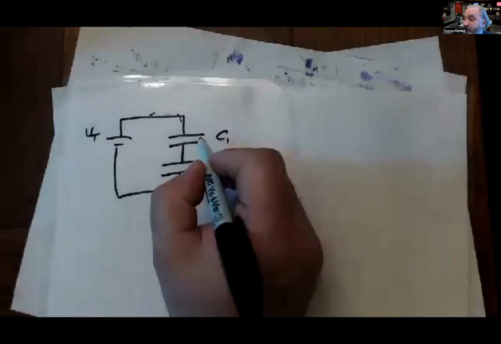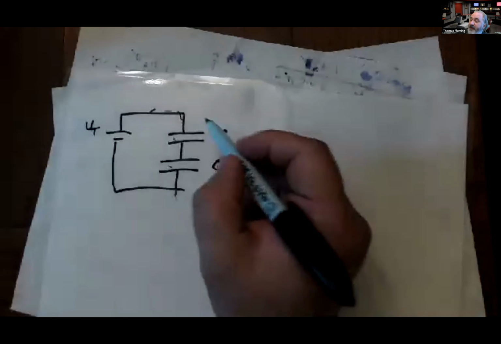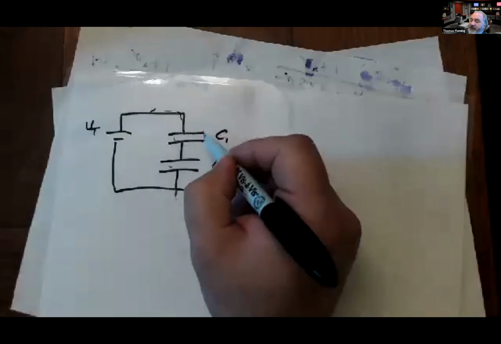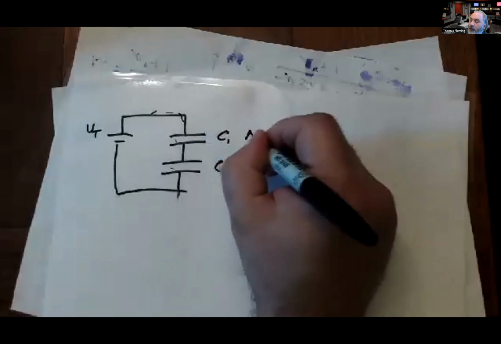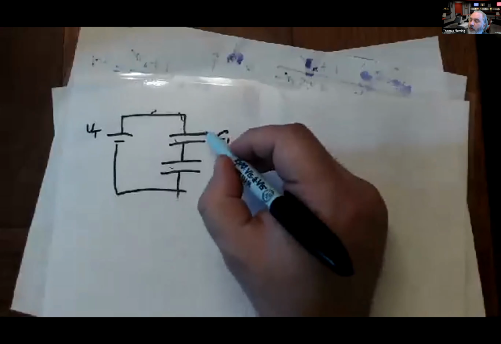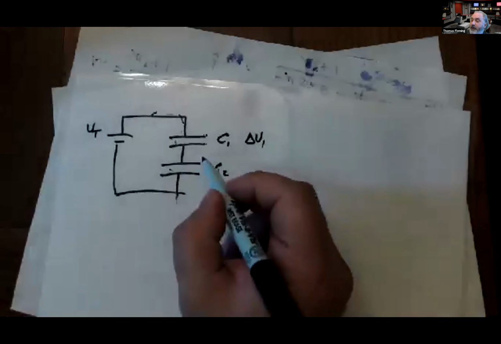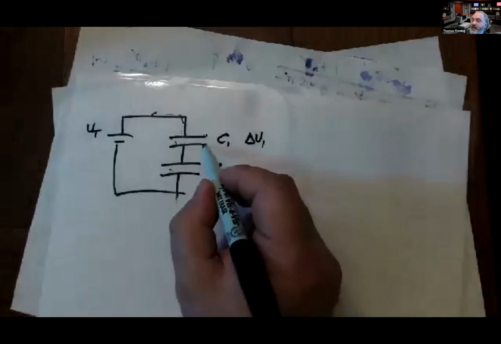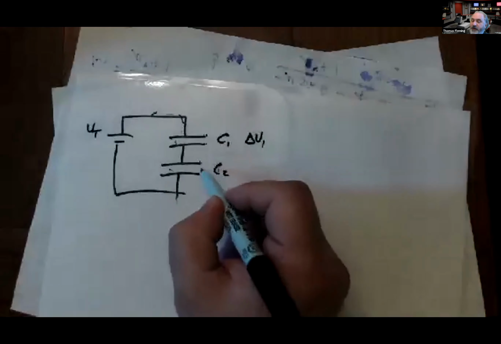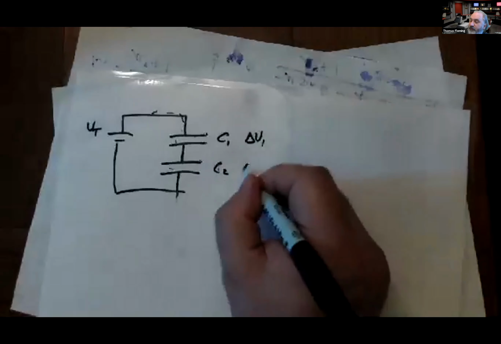And I'm going to have an electric field inside the gaps between those two plates. So the potential here and the potential here should be slightly different. I'll call that delta V1. That's the voltage drop across that first capacitor. By the same reasoning, V should be the same here as it is here, but it will change from here to here. I'll call that delta V2.